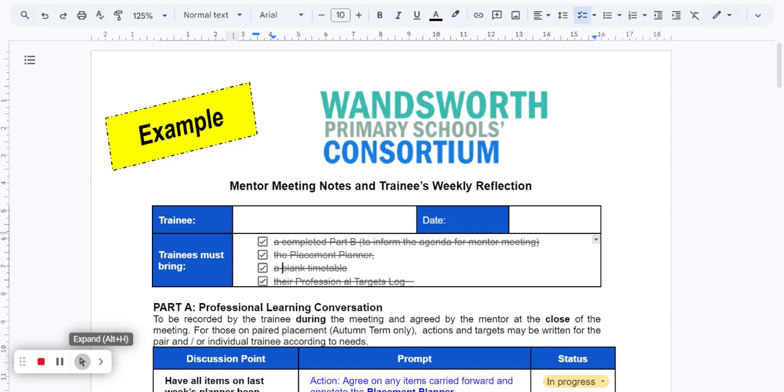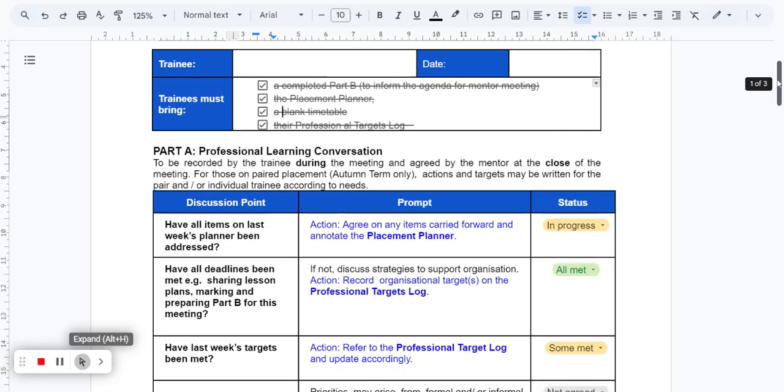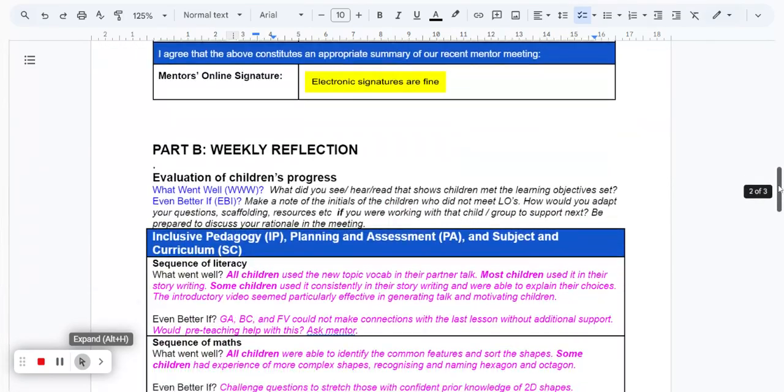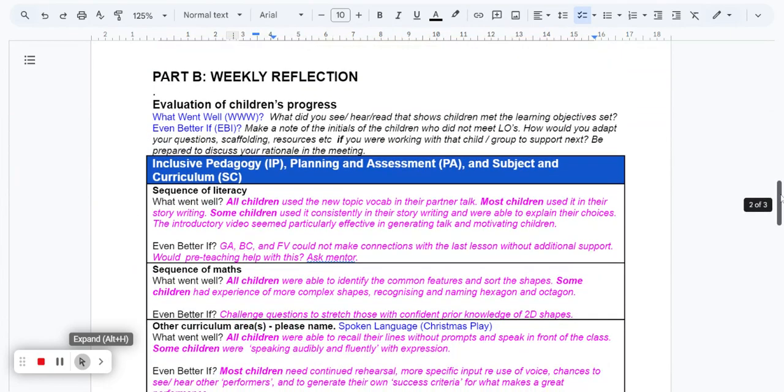We're going to take a look at the mentor meeting notes. These are completed by trainees, with part B taking place before the meeting and part A being completed during the meeting. So let's go to part B first, because this is what trainees will complete before the meeting.